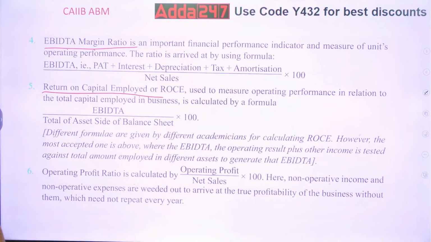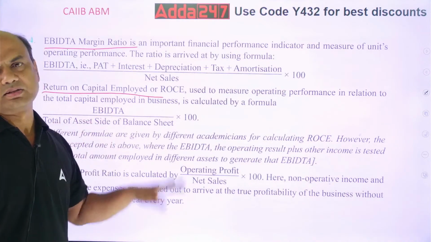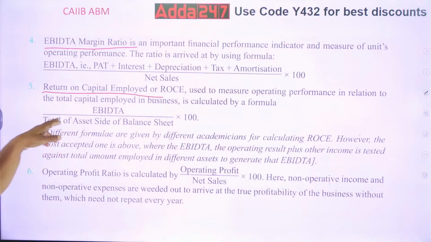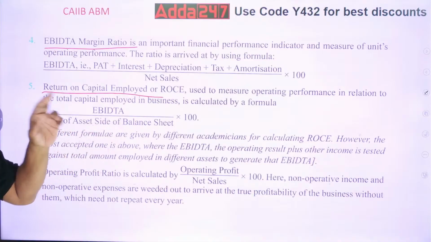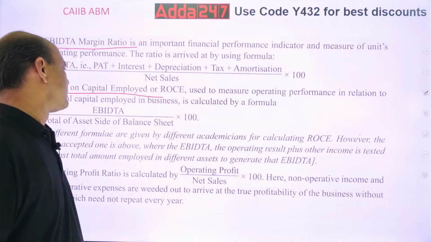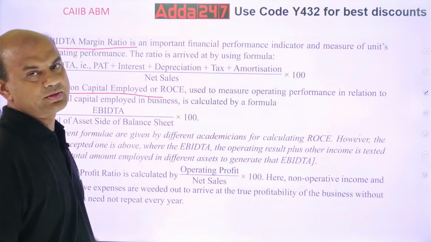So ROCE equals EBITDA divided by total of the asset side of the balance sheet into 100. Kindly remember, EBITDA divided by total of the asset side of the balance sheet into 100. Very important ratio. Okay? So return on capital employed is equal to EBITDA divided by total of the asset side. So asset side means what?